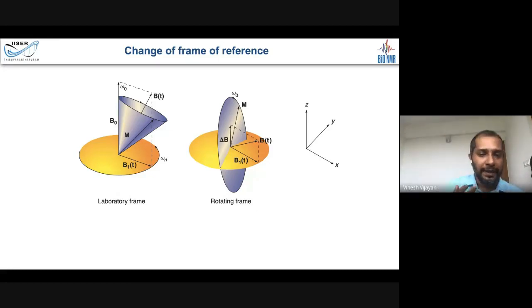Rather, in order to picturize it, we go into something called a rotating frame. Okay, a rotating frame is very similar to, if you want to look at your fan in your room, I wanted to clean the fan when it is still working.